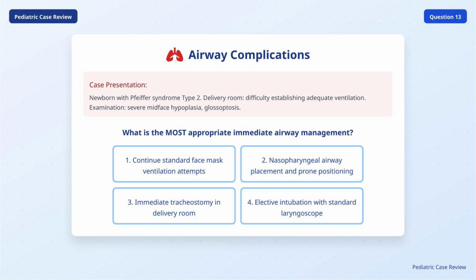A newborn with Pfeiffer syndrome type 2 experiences difficulty establishing adequate ventilation in the delivery room. Examination reveals severe midface hypoplasia and glossoptosis. What is the most appropriate immediate airway management?